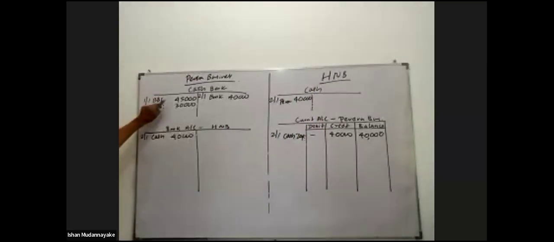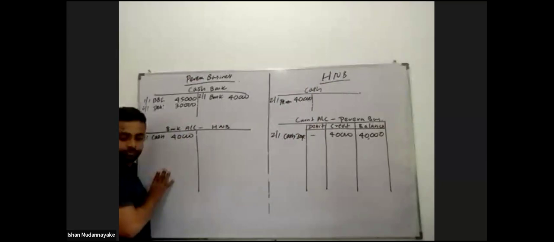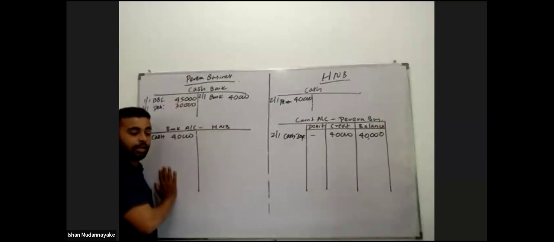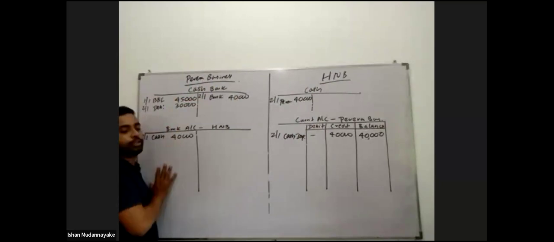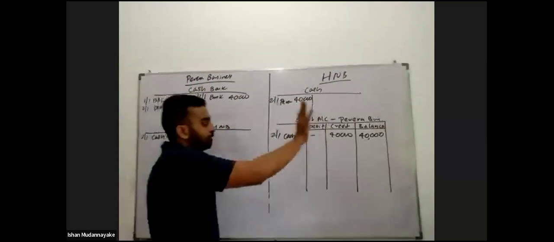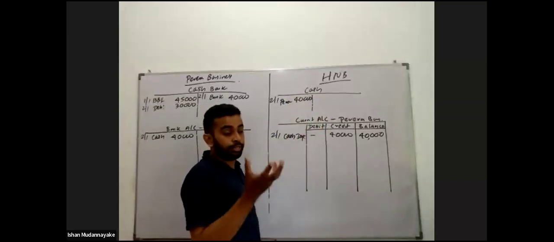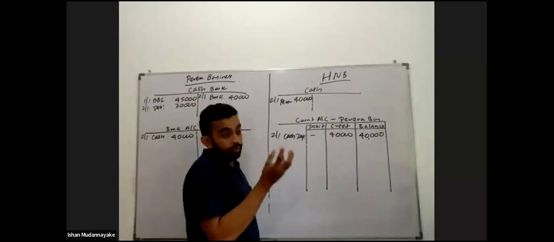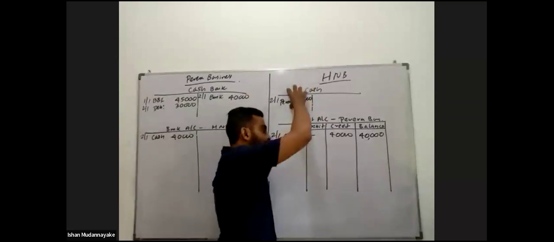Cash book opening balance 45,000, and then received 30,000 cash from a debtor: debtor credit, cash book debit. After that, Pereira deposited 40,000 in HNB Bank to open a current account: cash book credit 40,000, bank account debit 40,000. Then Pereira goes to HNB Bank to deposit this 40,000 and open a current account, and based on that deposit, HNB Bank passes a double entry: HNB Bank cash book debit, Pereira current account credit.